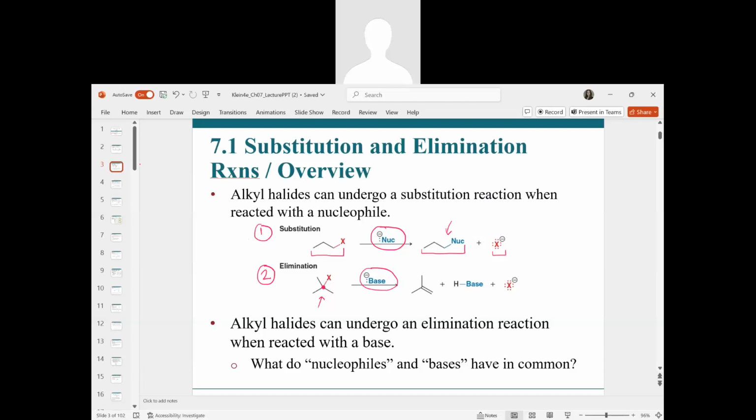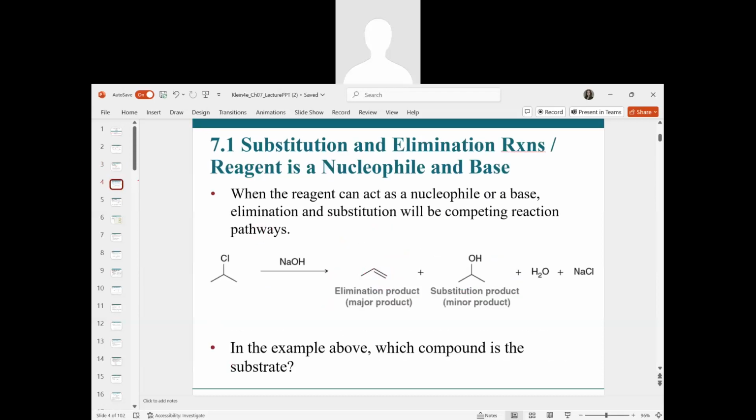So what do nucleophiles and bases have in common? Well, a lot of times they will have lone pairs, right? So nucleophiles, or rather, they can both have negative charges and lone pairs. Nucleophiles sometimes are neutral as well, but they react in a similar fashion because of these lone pairs. So let's take a look at when a reagent can act as both a nucleophile or a base. We're going to have a competing reaction pathway that results.